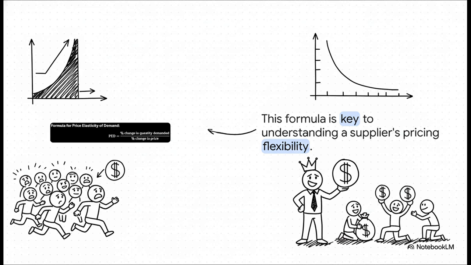I mean, think about it. A supplier selling a luxury sports car, they're probably going to lose a lot of customers over even a small price hike. But a supplier who sells a critical, patented medicine, they can raise their prices a lot and probably lose almost no one. One has very little power, the other has all of it.